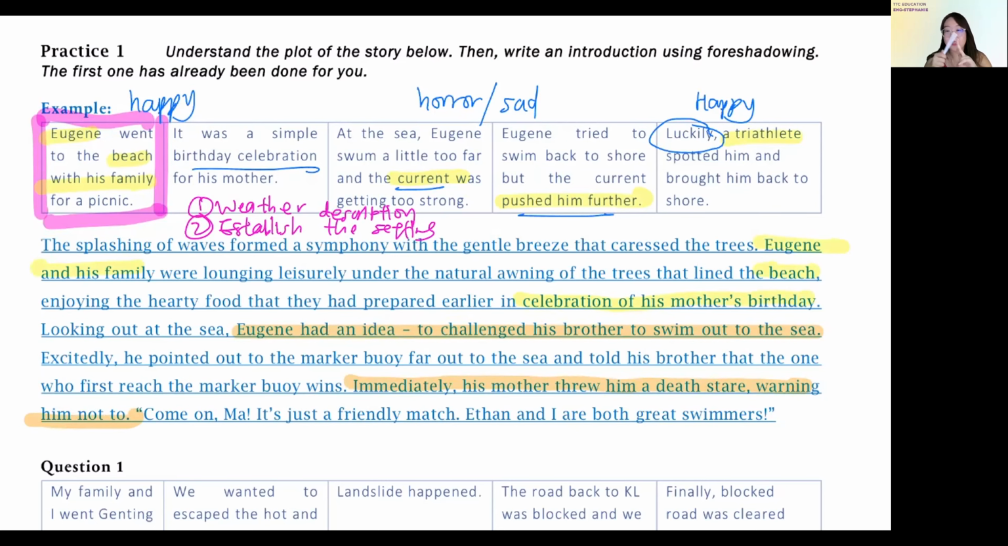Two, mother threw a death stare and warned him not to do it. So this is also another foreshadowing phrase that hints that perhaps if you didn't do exactly what the mother asked, something bad would happen. So here they also applied a bit of the sound technique by using dialogues to further make it interesting. Because if you use the sound technique, then you can establish a first person point of view better. So this is what you should do.